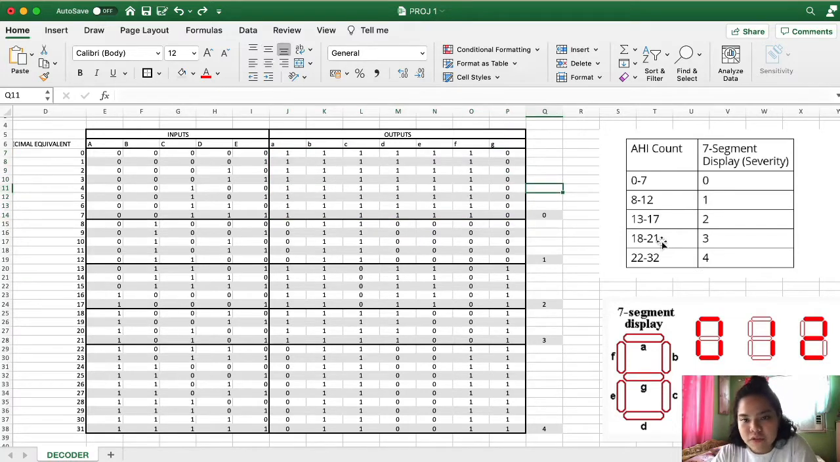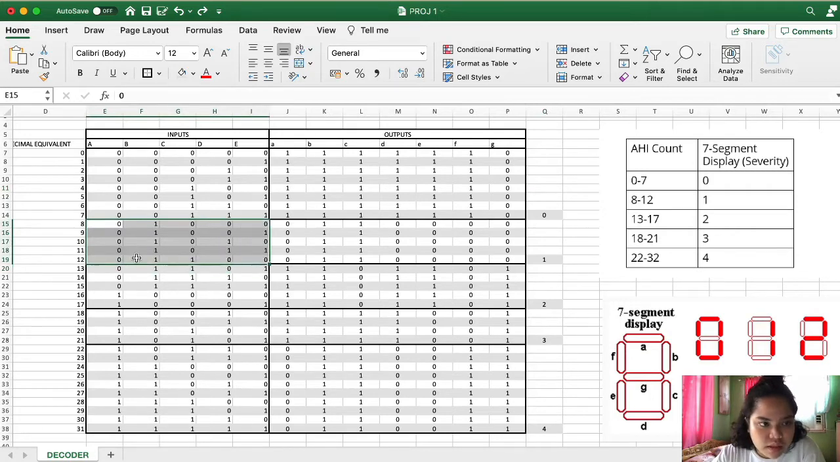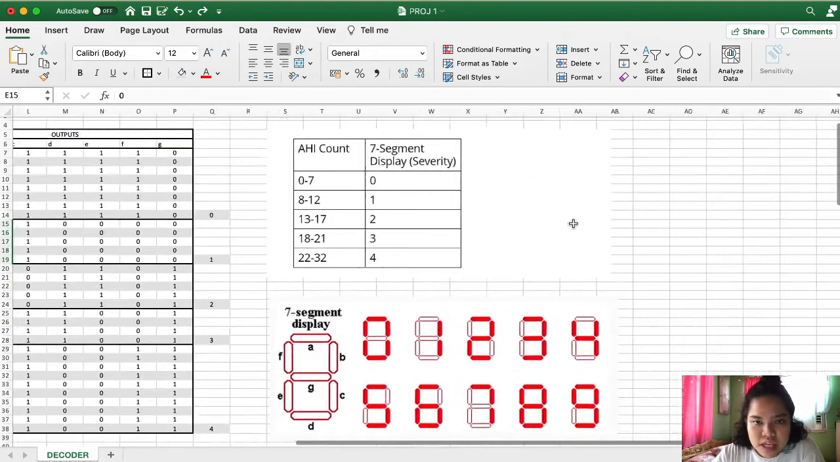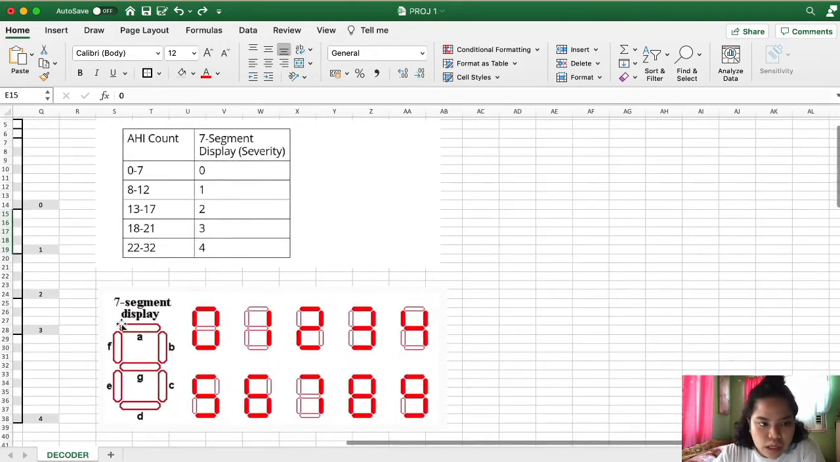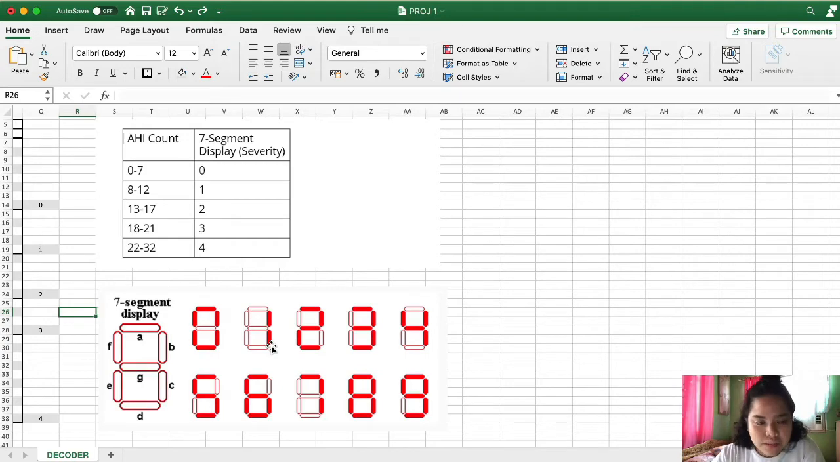And then up next for the AHI count 8 to 12 right here, we would want it to output 1. So for our 7 segment display, if we would want our display to mimic the number 1, segments B and C should be the only ones in the on state.